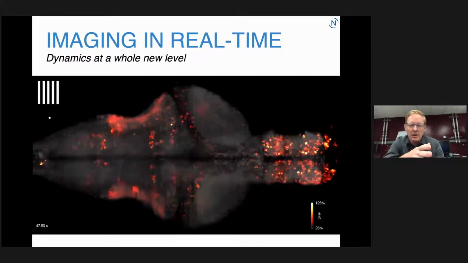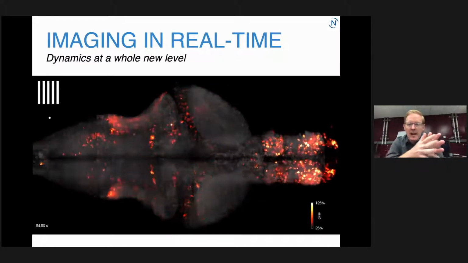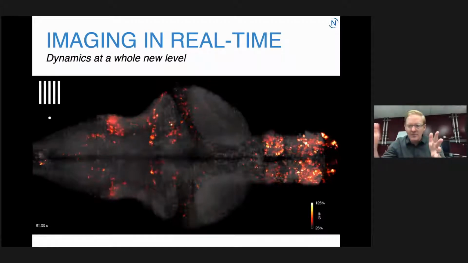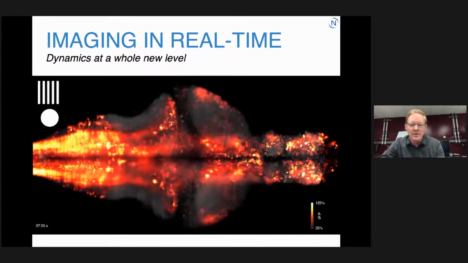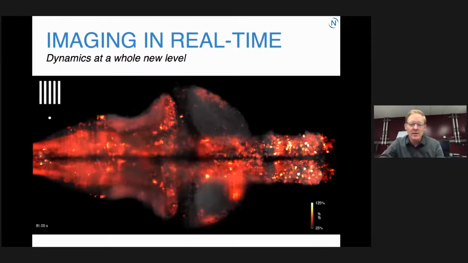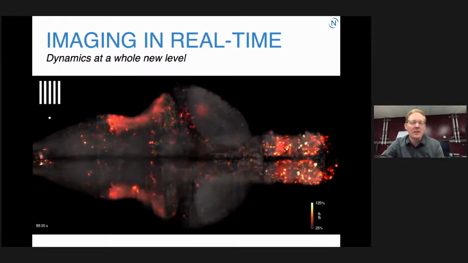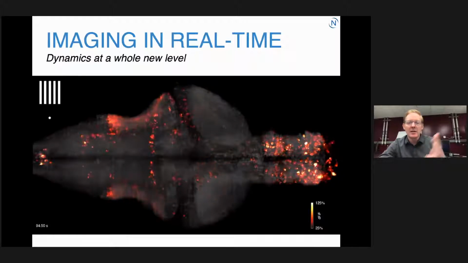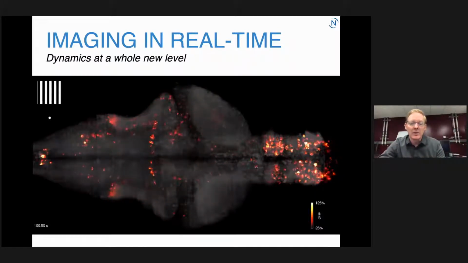And now you're watching how the neuronal cascade, its nervous system, is receiving and transmitting that signal through its entire body in real time. So these types of new advances are done through instrument development, and they really allow us to push the limits of resolution and time with these advanced techniques.